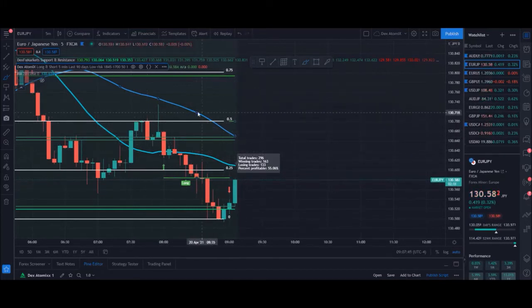So I'm going to come down to where the moving average sort of presses that ceiling, that support, right about there, and that's a good indicator. So that's 130.66.